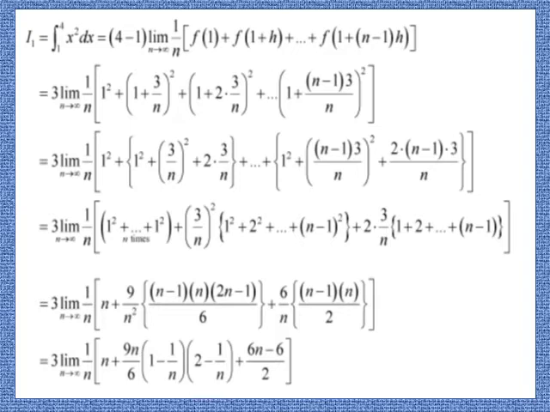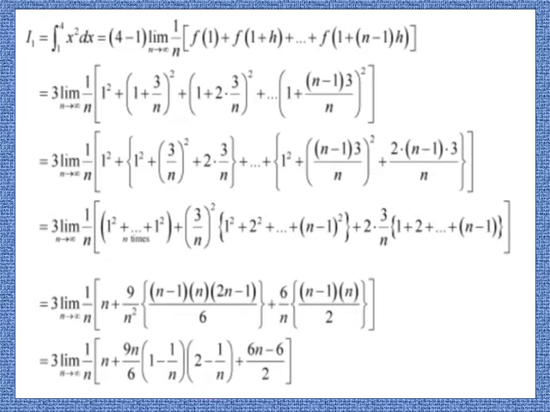So 3 times the limit as n tends to infinity of 1 upon n. Now f(1) equals 1 square, f(1 plus h) equals (1 plus 3 upon n) whole square, plus and so on, we are getting (1 plus (n minus 1) 3 upon n) whole square. So 3 times the limit as n tends to infinity, it is 1 square plus ..., applying (a plus b) whole square in the entire equality. And since we have 1 square n number of times, this will be 3 times the limit as n tends to infinity of 1 upon n into [1 square plus 1 square plus 1 square up to n number of times]. Taking 3 upon n square common, we will get 1 square plus 2 square up to (n minus 1) whole square, and taking 2 into 3 upon n common, we will get 1 plus 2 plus 3 up to n minus 1. So again we have the sum of squares.